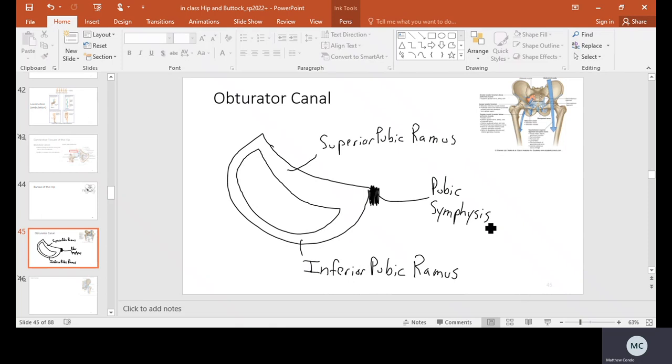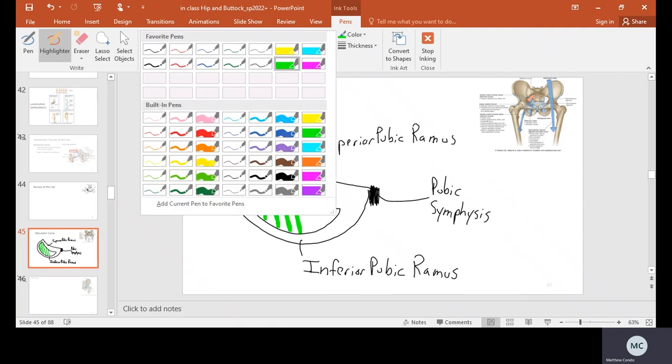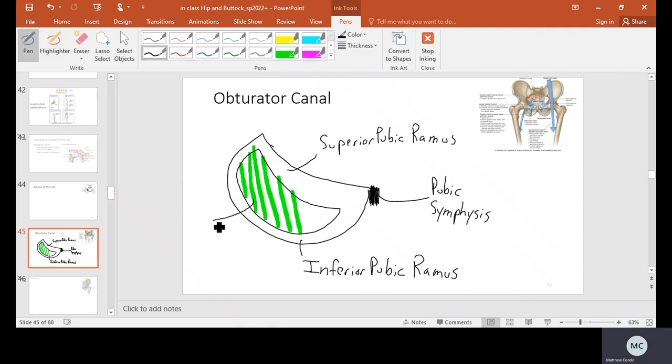So I'm going to have two different muscles here, right? I'm going to have, in green, we're going to kind of write in obturator externus, because it's on the external portion of the obturator foramen.